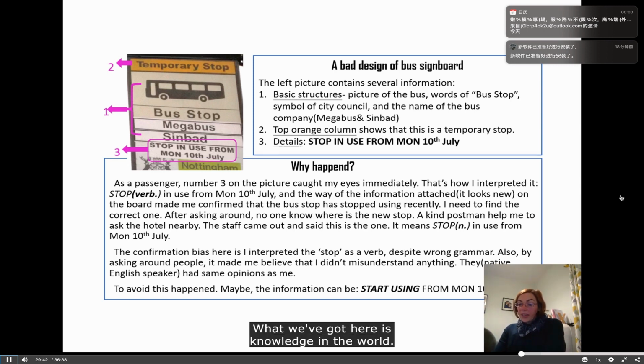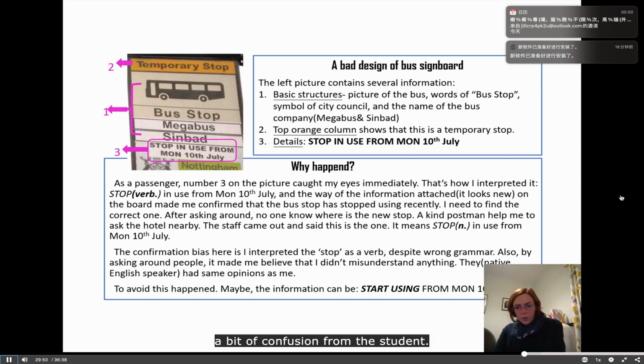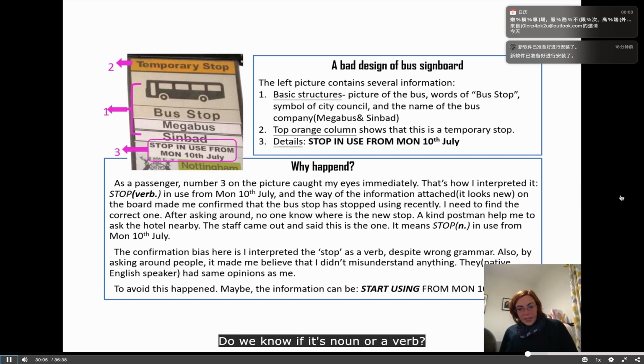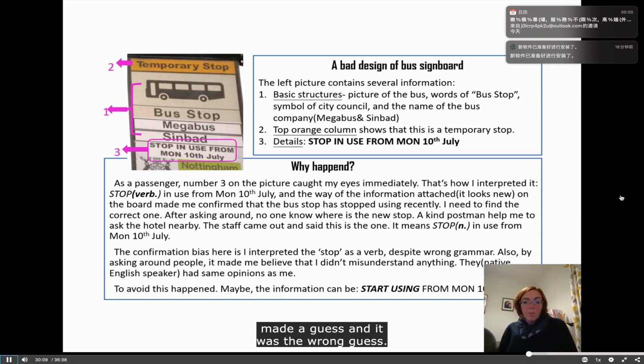So really interesting here. What we've got here is knowledge in the world, but the student also used their knowledge in the head. And in this case, the combination of the two led to a bit of confusion from the student. But there was knowledge in the world, and if you look, we've got temporary stop, stop as a noun. Bus stop, stop as a noun. The word stop here, do we know if it's a noun or a verb? We don't know. And the student made a guess and it was the wrong guess.